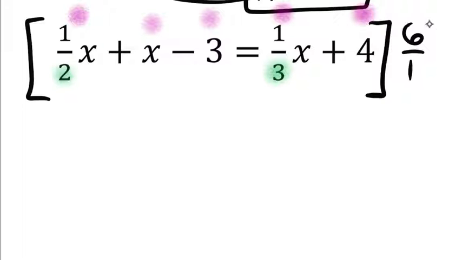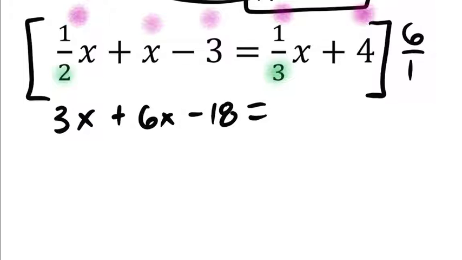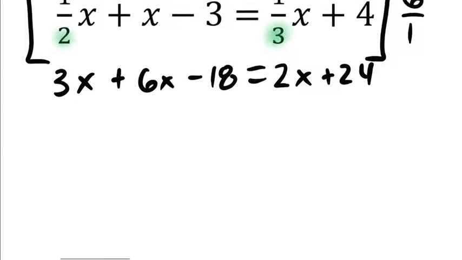The number 6 divided by 2 is 3. And 3 times x is 3x. So that 1/2 x becomes 3x. The number 6 times x is going to become 6x. The number 6 times negative 3 will be minus 18, equals 6 divided by 3 is 2. Therefore, this will become 2x, and 6 times 4 is 24. So this new version of the equation is so nice because it has absolutely no fractions.